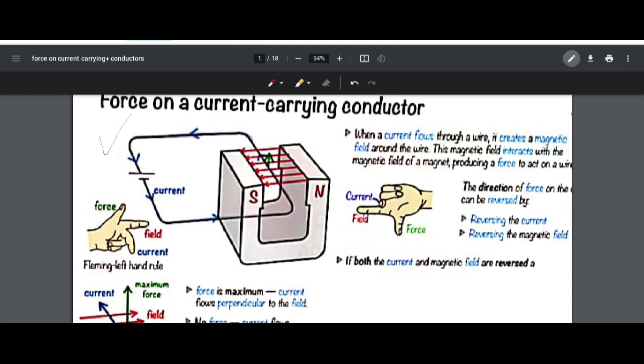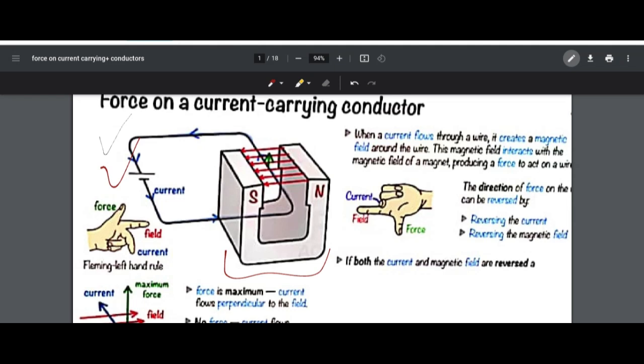So this current is also producing a magnetic field. This magnet is also producing a magnetic field. So they both will interact with each other. Okay. The magnet produces a force that acts on the wire upward, this causes the wire to move upward. The Fleming left hand rule helps to determine the direction of magnetic force on the wire.